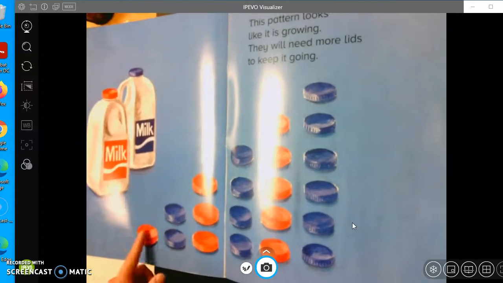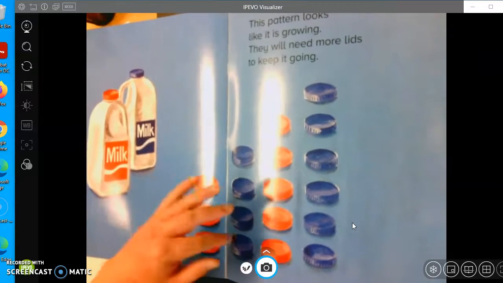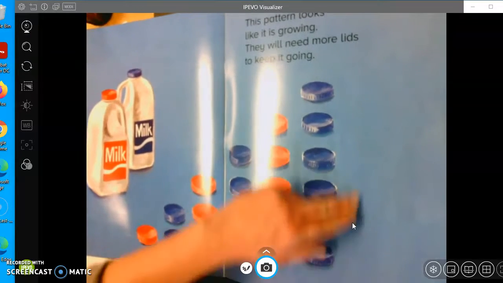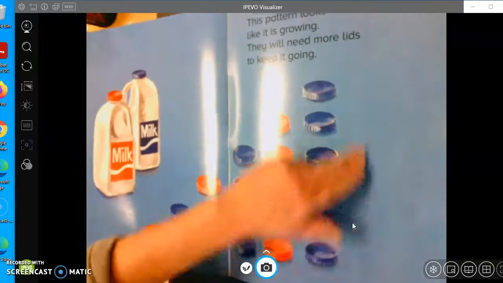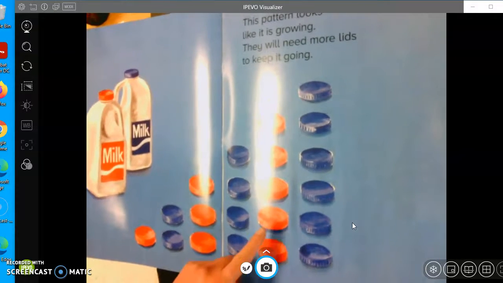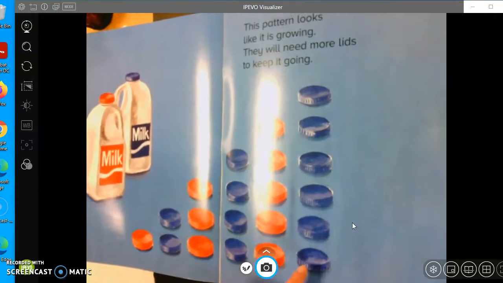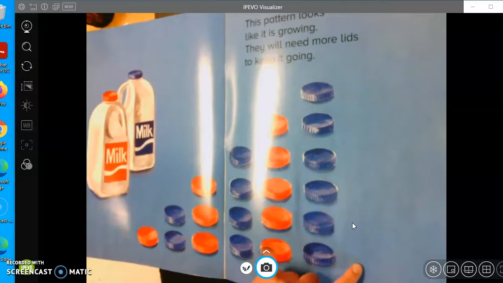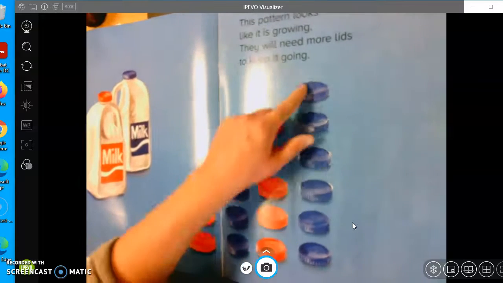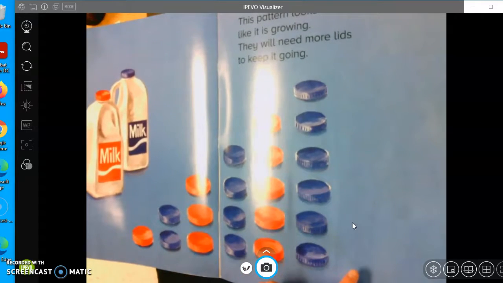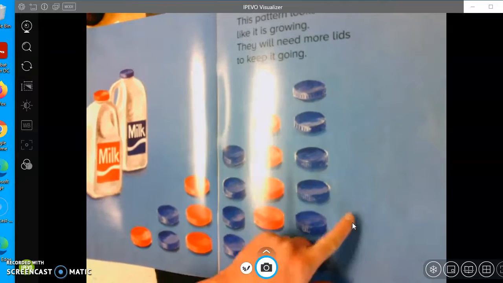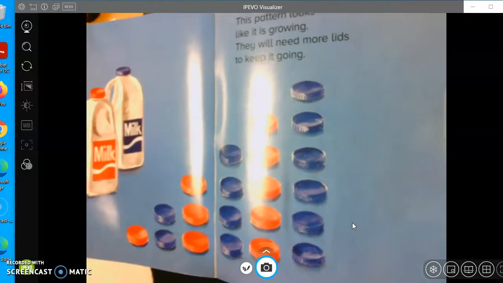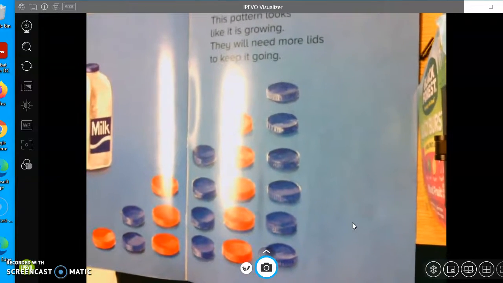So 1, 2, 3, 4, 5, 6, and then what would be, if we added 1 more, first of all, what color do you think that would be? Well, we're alternating red and blue, so the next one would be, after blue, red. Now how many would it be? This is 1, 2, 3, 4, 5, 6. The next one would be red. 1, 2, 3, 4, 5, 6, and then add 1 more, 7. So some patterns are growing patterns.